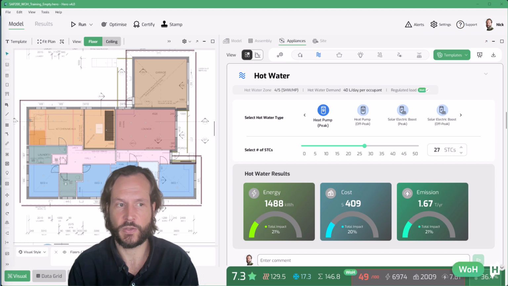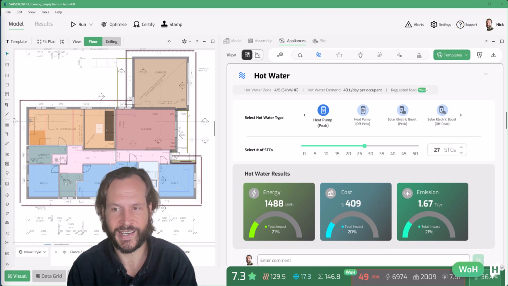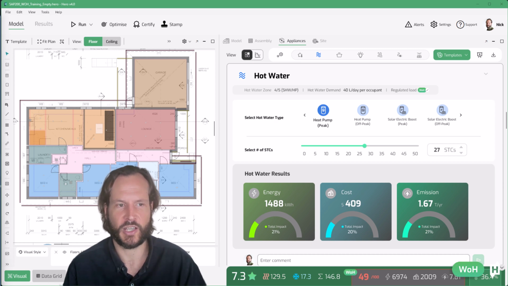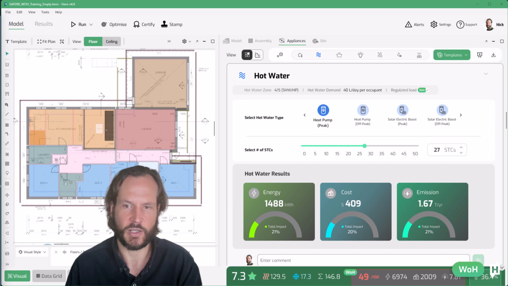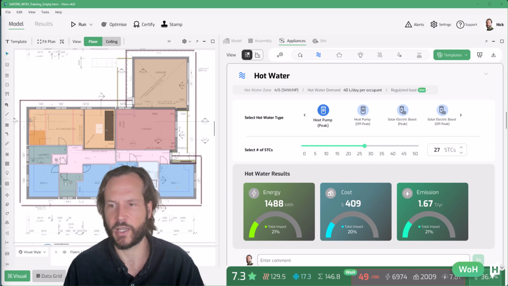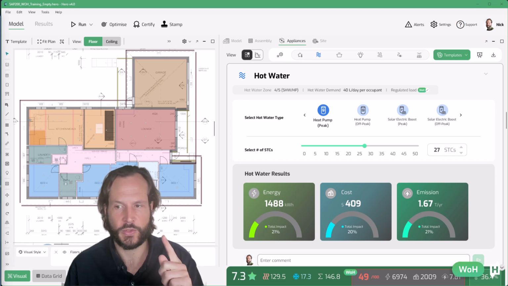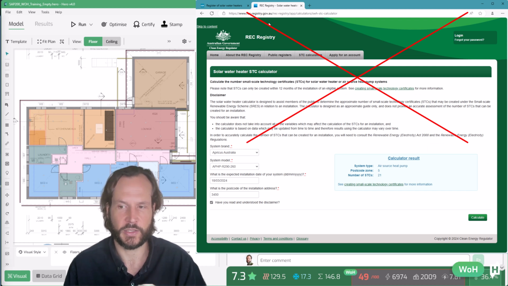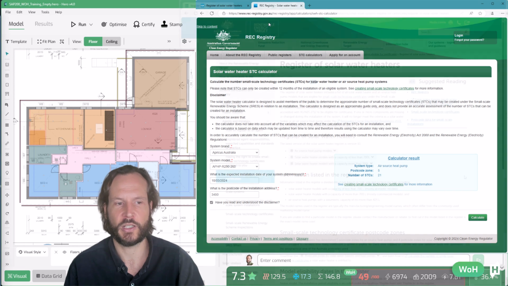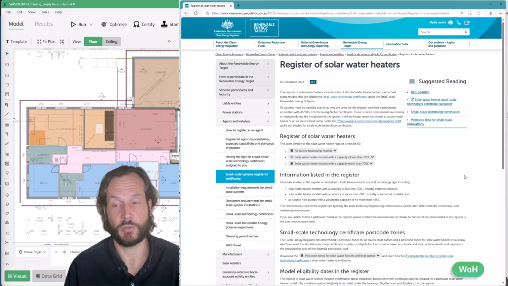So in NatHERS, we've got to use a 10-year deeming period SDC value and not the actual SDCs awarded to you, which is based on the number of years from now, or date of install, until 2031 when the SDC scheme runs out. So firstly, don't use this calculator, which might pop up first in your search, and don't let your client use that for specifying. It doesn't use the 10-year deeming period, and the SDCs reported will be wrong.